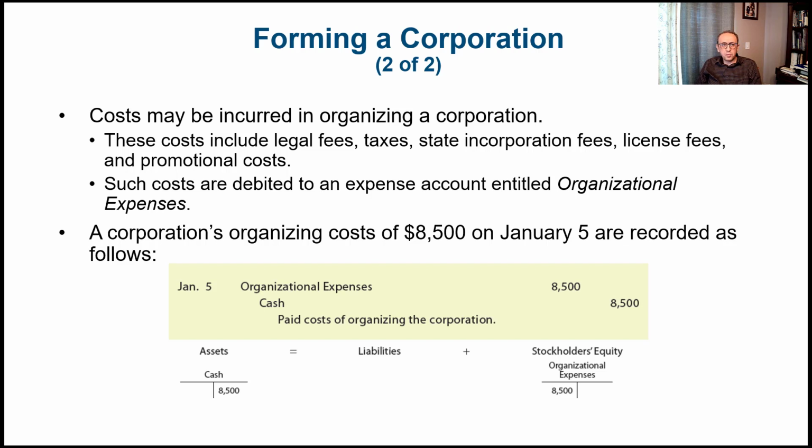So let's say we have a corporation organizing cost of $8,500. These are going to be recorded by debiting organizational expenses for $8,500, and that's the debit side. Again, expenses are always on the debit. And since we're paying cash, we're going to credit cash for $8,500. And then we have a brief note that says paid cost of organizing the corporation.